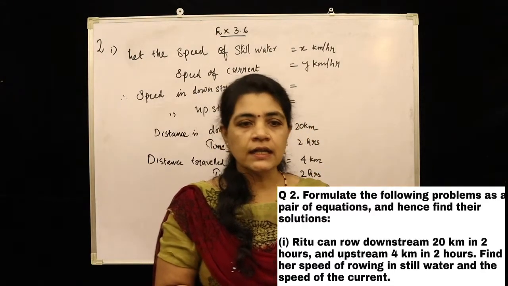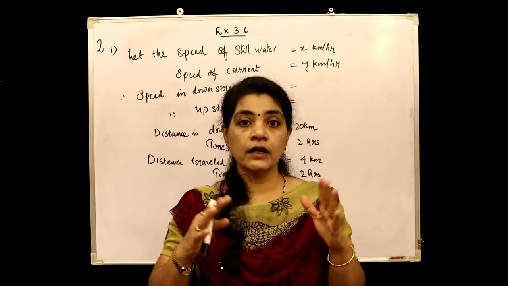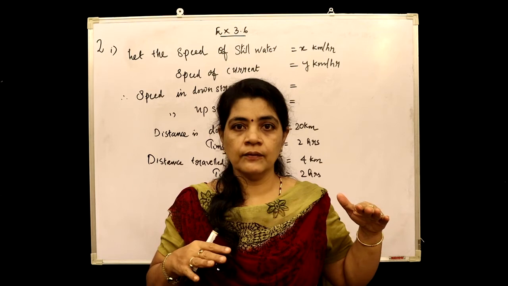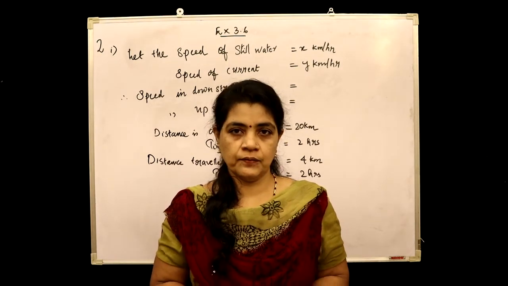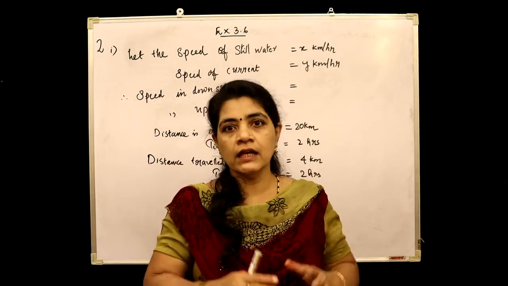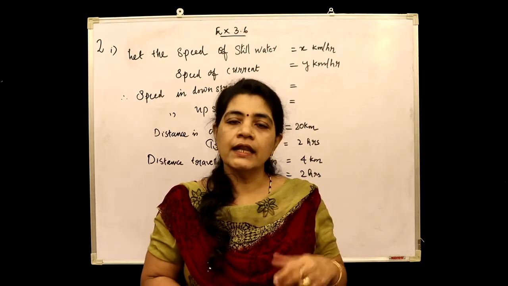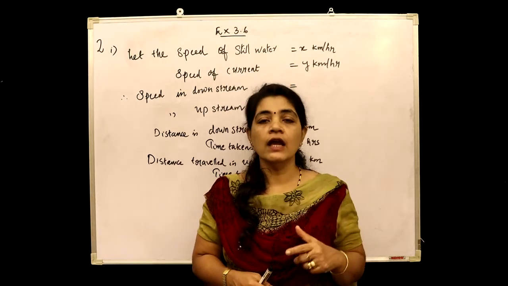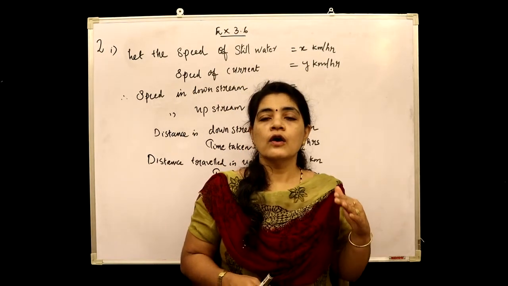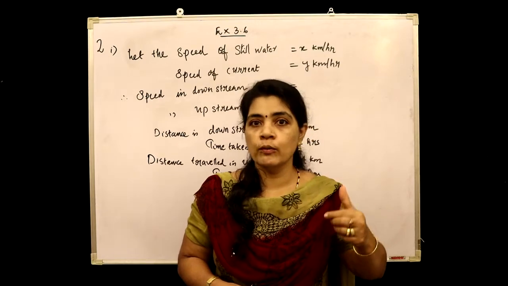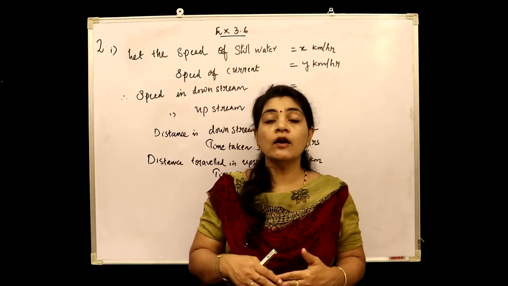Question is clear, children? Look at the last sentence. We have to find out the speed of her rowing in still water, as well as the speed of the current. So from there we can give the variables. What are the unknown quantities here? We have two unknowns. Let it be x and y. So the variable x is her speed of rowing in still water, x kilometer per hour, and secondly the speed of the current.